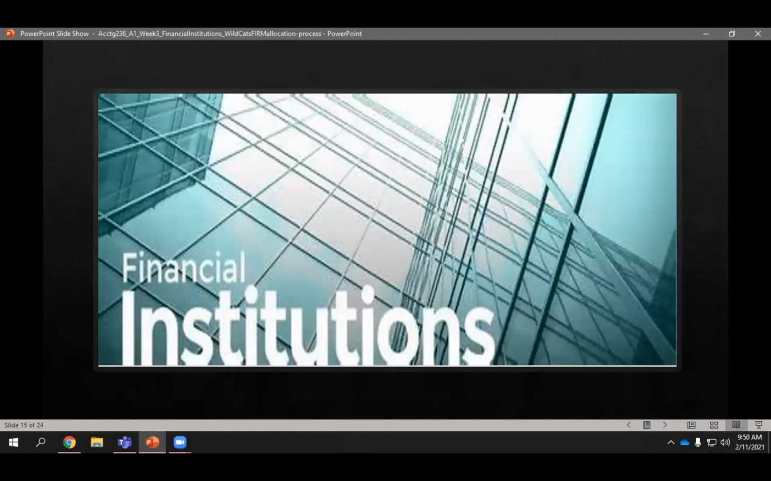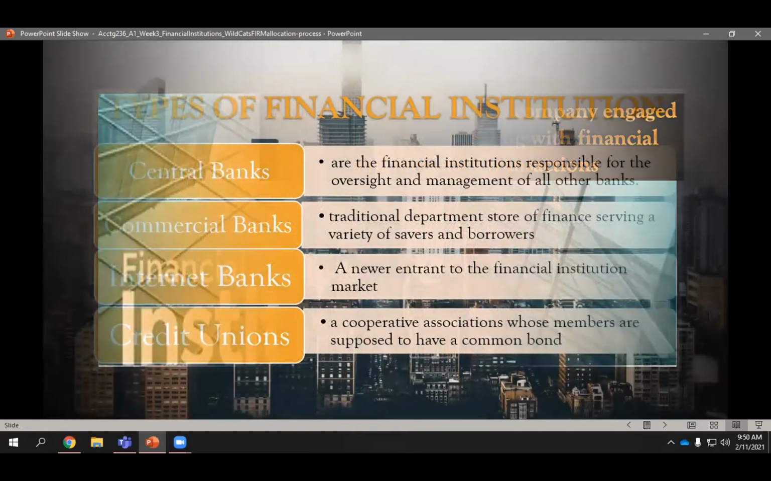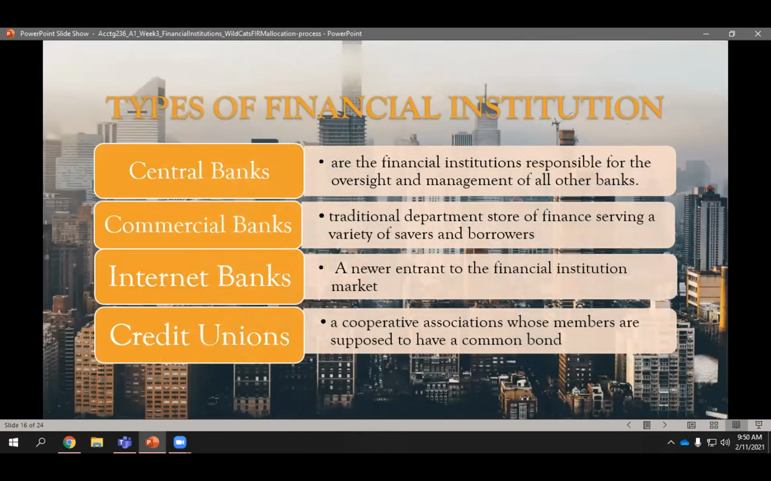So what is a financial institution? Basically, we can define a financial institution as an organization or establishment that processes financial transactions. Next slide, please. Here is a short overview of the list of financial institutions and a summary of their roles.